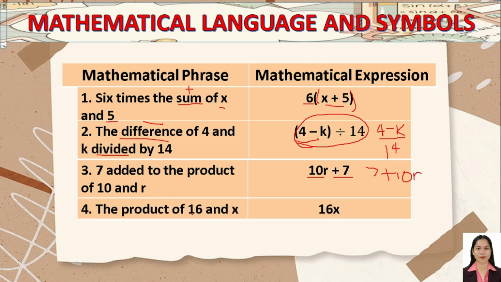Then, the product of 16 and x. So, you just multiply 16 times x, or simply 16x. They are just written side by side. So, in algebra, we do not use the symbol x as multiplication because it would be redundant. So, we use parentheses or just write this as one term, side by side.